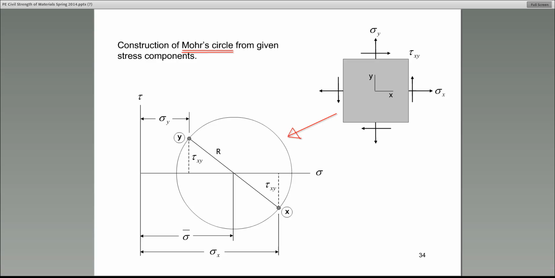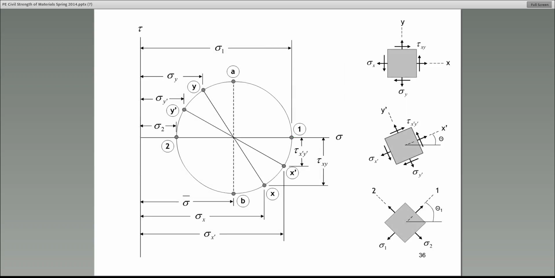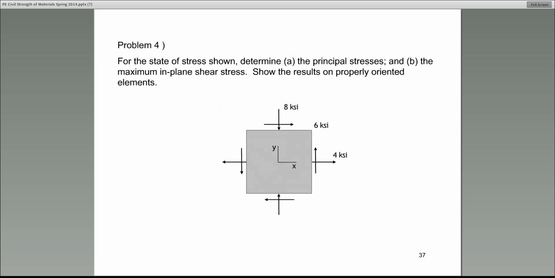So here's what we're going to do. I'm going to show you how we go from that square to what we call Mohr's circle. Keep these pages in mind because I may come back to it, page 35. And this one looks complicated. I'm not going to talk about it. When I present the material to you, then you can go back and perhaps check that out.